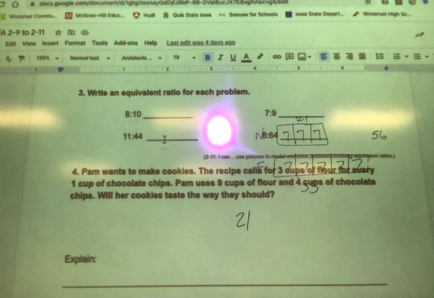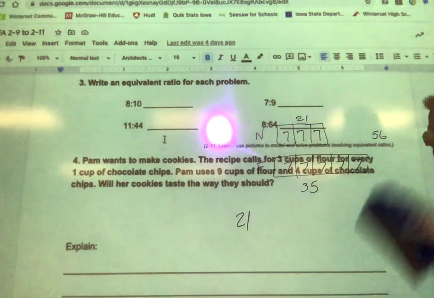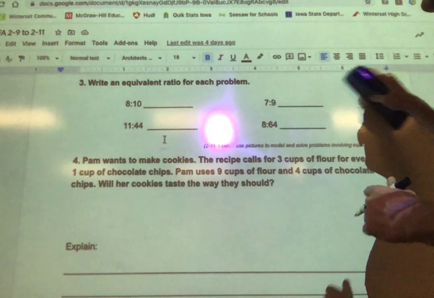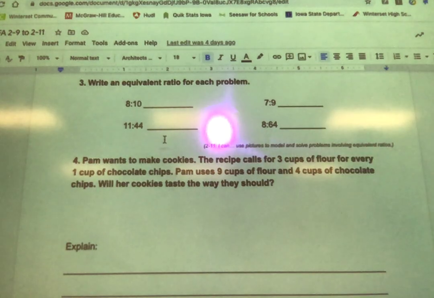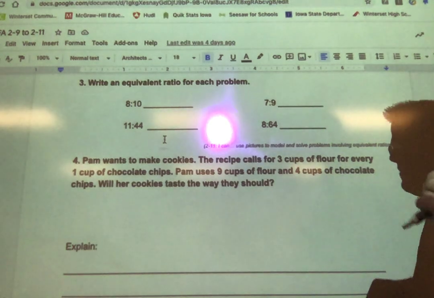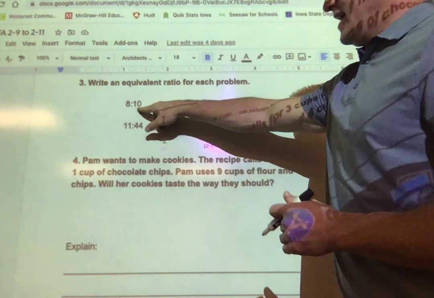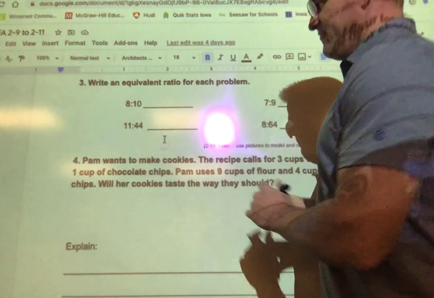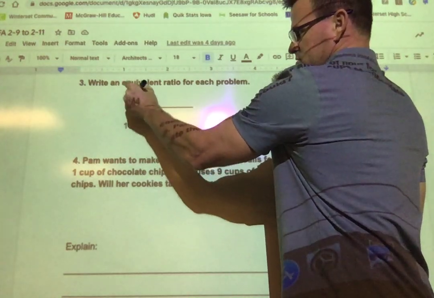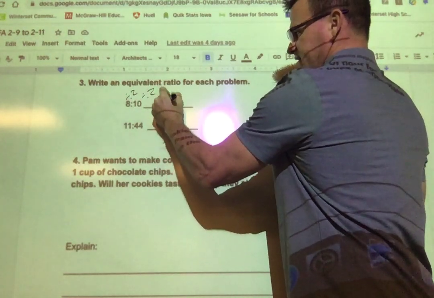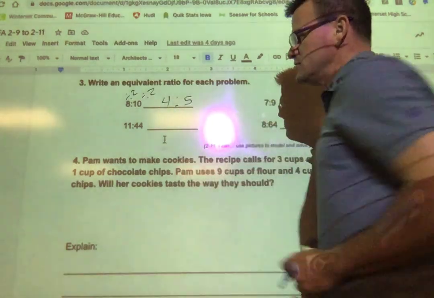All right, so flip your paper when you're ready here. We're going to write an equivalent ratio for each problem. We know equivalent ratios are infinite, but we'll just do simple ones here. We know what I do to one side I need to do to the other, either multiplicatively or divisionally. Here I think I'm going to divide. I know they're both even. They cut in half. So if I divide them both by 2, I get a 4 to 5 ratio.